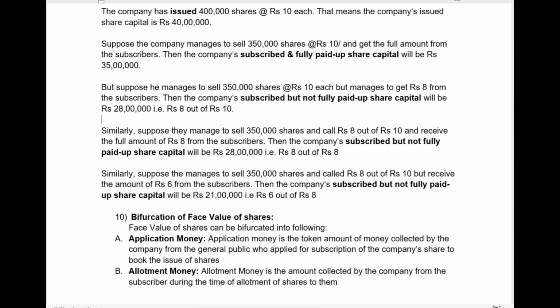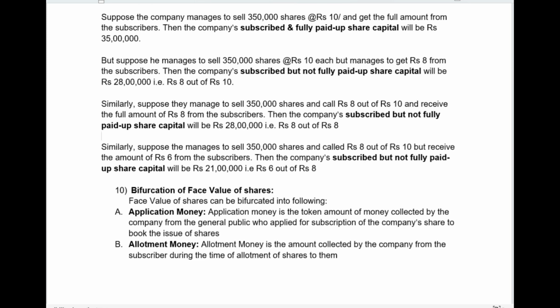But let us assume another example situation. In this situation, the company manages to sell 3,50,000 shares as in the previous case at the rate of rupees 10 each, but manages to get only rupees 8 from the subscriber. Rupees 2 is still due. Then the company's subscribed but not fully paid up share capital will be 3,50,000 shares into rupees 8, that is rupees 28 lakhs, and that is rupees 8 out of rupees 10.